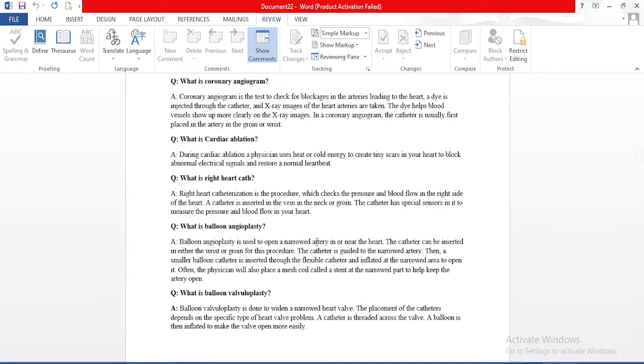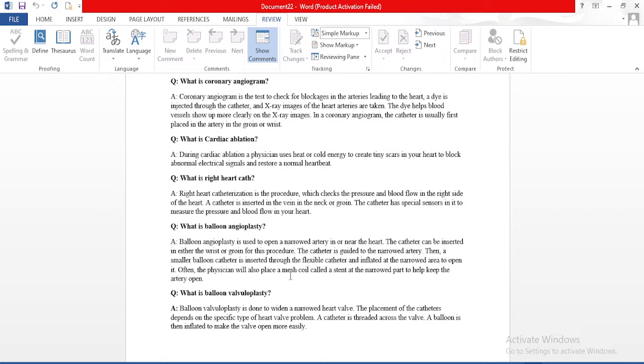So next question, what is coronary angiogram? Angiogram means, angio means blood vessel, gram is recording. So here the physician will perform a coronary angiogram. Here the physician will perform coronary blood vessel recording.